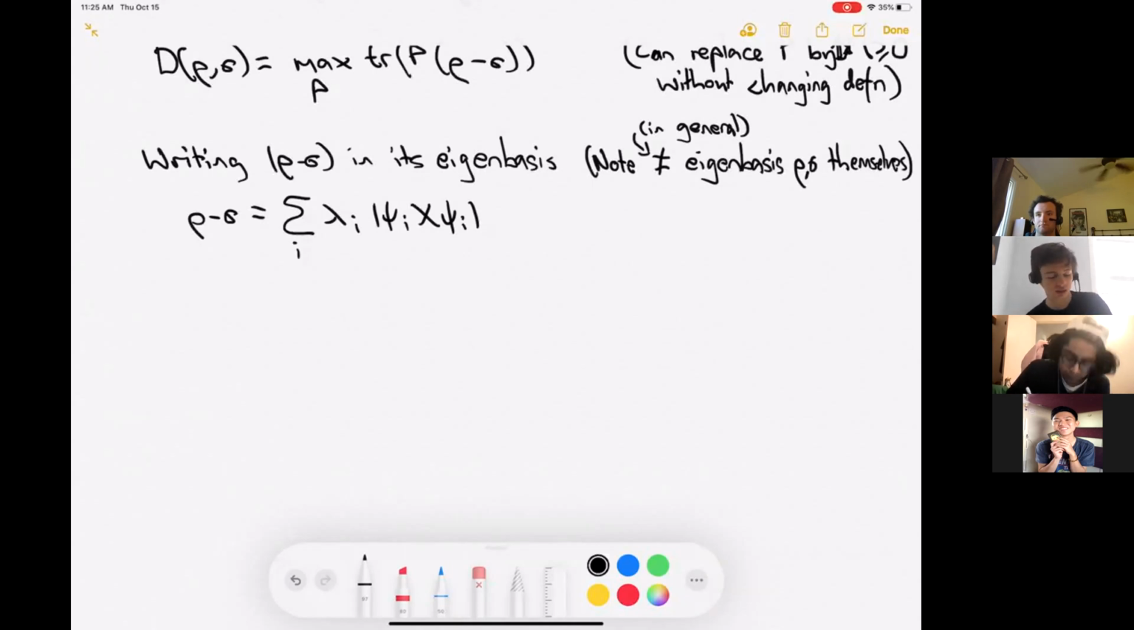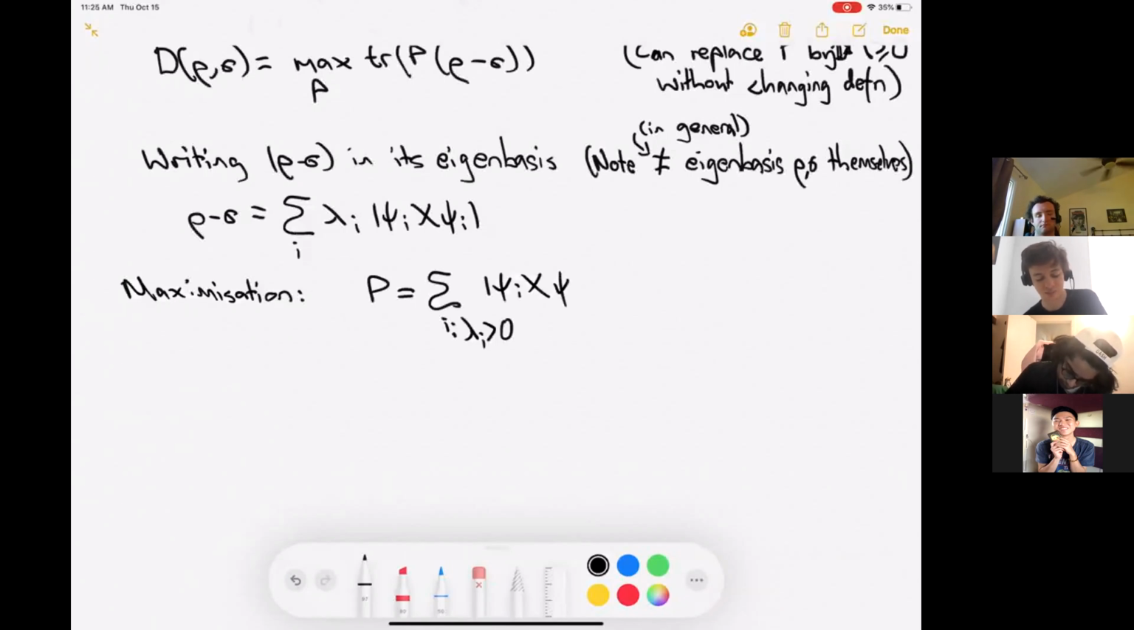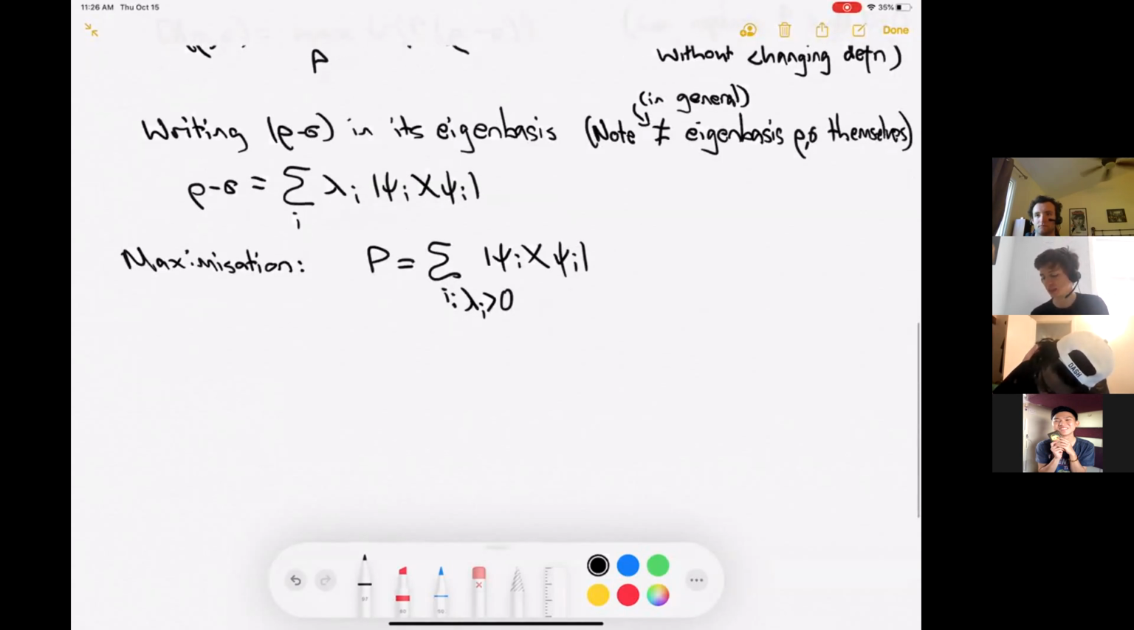It turns out that the maximization ends up giving P equals the sum over i such that lambda i is greater than 0. Just project onto those eigenvalues. You want to apply a projector to this matrix, and you want the result to have as big a trace as possible. The negative eigenvalues contribute negatively to the trace, and the positive eigenvalues contribute positively. You just want to kill off all the negative eigenvalues, so you're left with the positive ones, and you make it as big as possible. There's a bit of work to do because the projector could work in some different basis from the eigenbasis of rho minus sigma. You want to show that you can't do better, but it turns out this is indeed the case.